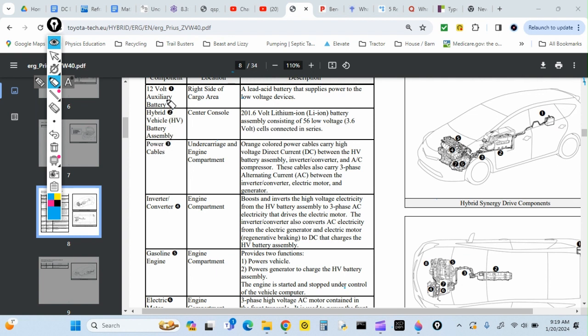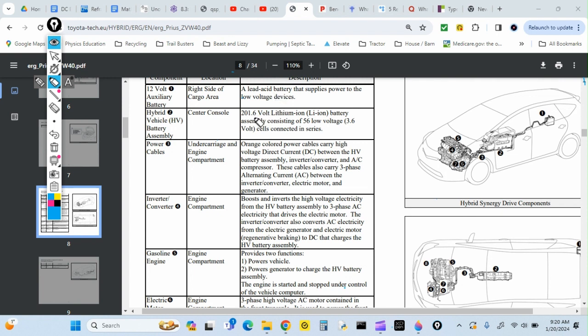Okay, 12-volt auxiliary battery, lead acid battery. Okay, what is lead acid? What kind of battery is that? It's not a lithium-ion battery. It's not an alkaline battery. It's not a carbon battery. It's a lead acid battery. Let's try and figure out what a lead acid battery does.